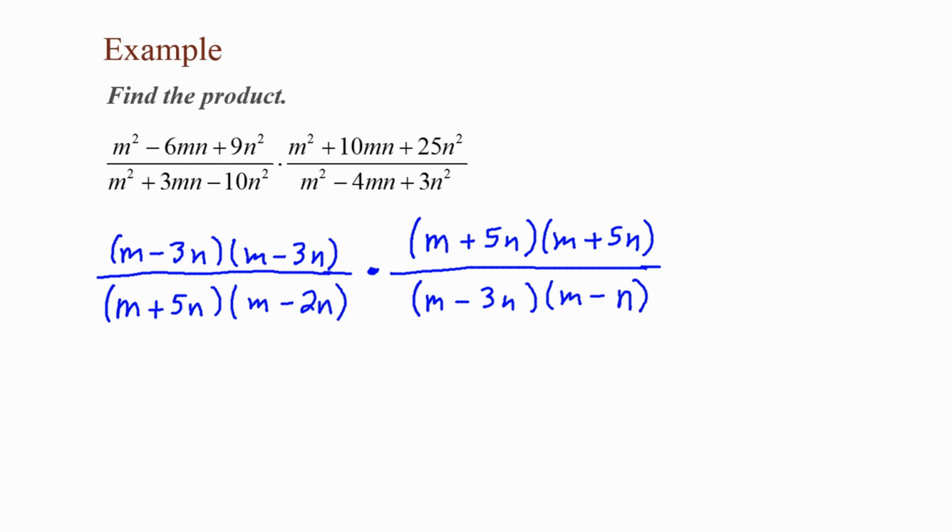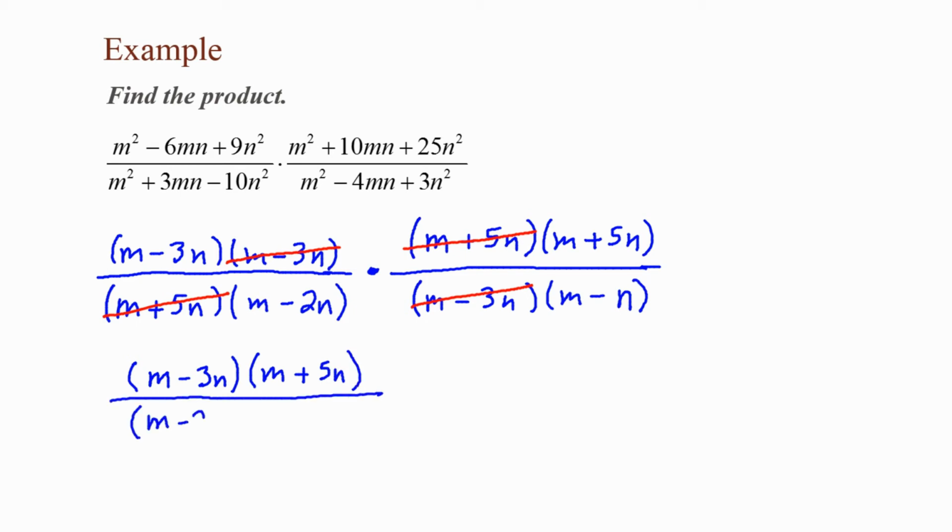Now we can check to see if anything cancels. M minus 3n cancels. M plus 5n cancels. So I can write my answer as m minus 3n times m plus 5n divided by m minus 2n times m minus n.